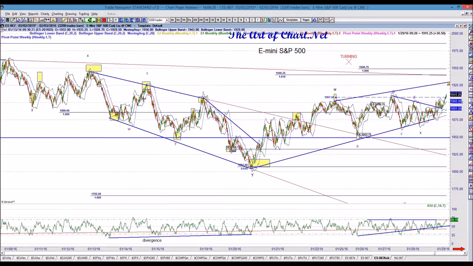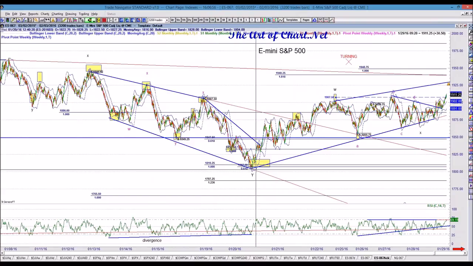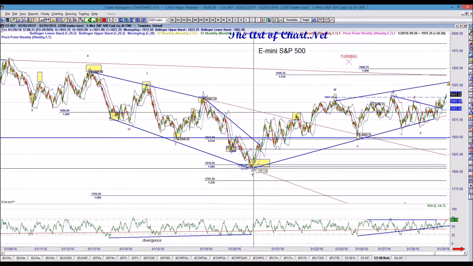Okay, so we have a WXY and we have an X, which is nothing but a connector wave. Okay, and I'll show you this Fib draw. I'm going to go all the way to the Y. Okay, then I'm going to go up to the X. And what do we have? 100% Fib, 1910. Okay, the low is actually 1907.